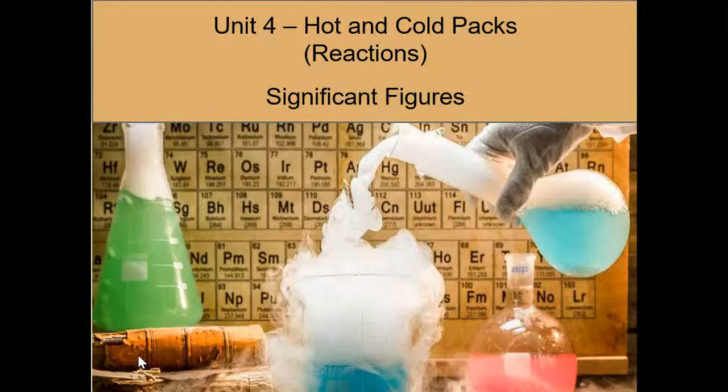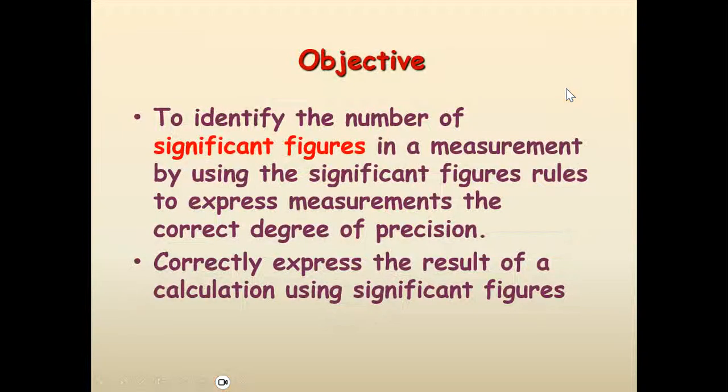Today we're looking at Unit 4, Lesson number 4, which is about significant figures and dimensional analysis. The dimensional analysis video will come after this one. So the objective for this particular lesson is to identify how many significant figures there are in a measurement by using our significant figure rules, and to express measurements to the correct degree of precision. And then also to correctly express the result of a calculation with the correct number of sig figs.